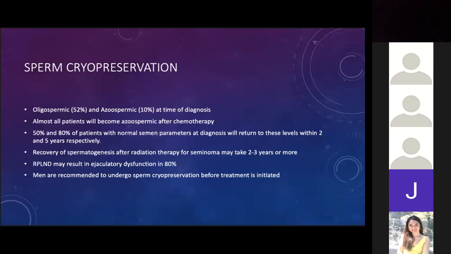Recovery of spermatogenesis after radiation therapy for seminoma may take 2 to 3 years or more. Retroperitoneal pelvic lymph node dissection may result in ejaculatory dysfunction in 80%. So men are recommended to undergo sperm cryopreservation before treatment is initiated.